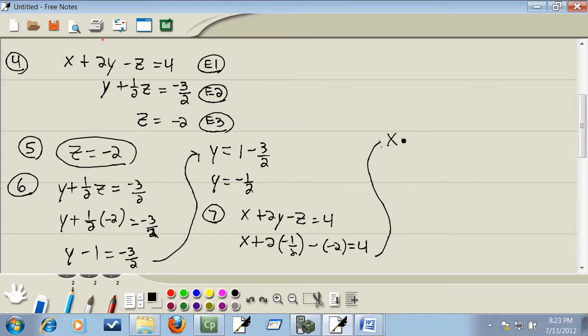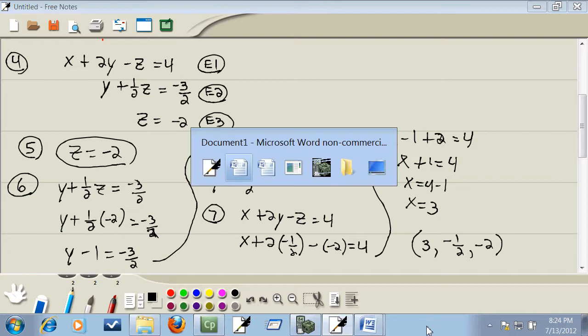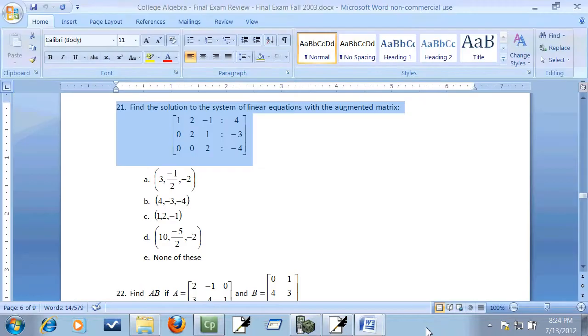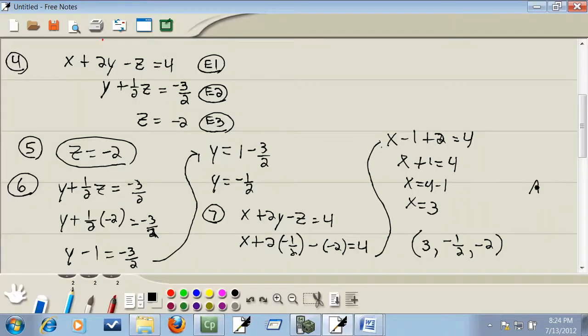Well, 2 times negative 1/2 gives us negative 1. Negative negative becomes a positive 2, equals 4. Negative 1 plus 2 is 1. Take the 1 to the right side and it becomes a negative 1, and we get x is equal to 3. So our answer: x is 3, y was negative 1/2, and z is equal to negative 2. So 3, negative 1/2, and negative 2. Our answer would be A, using backward substitution.